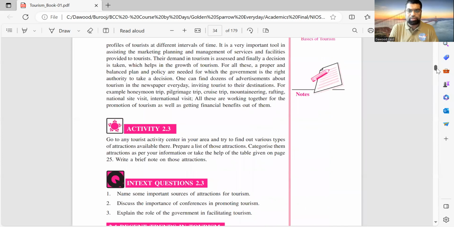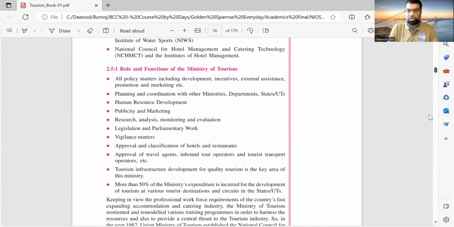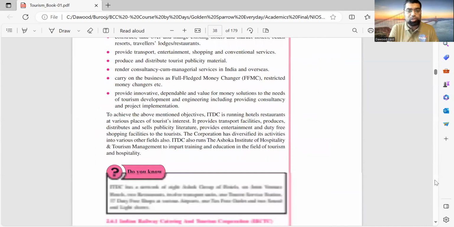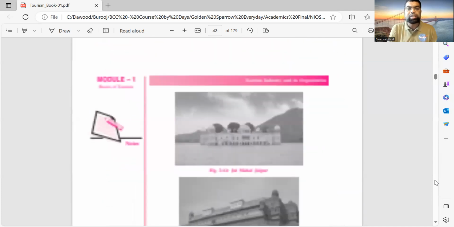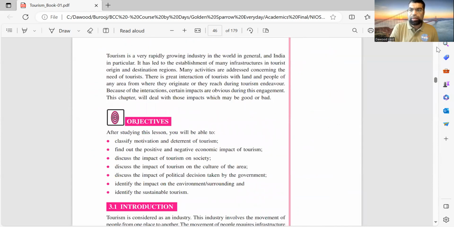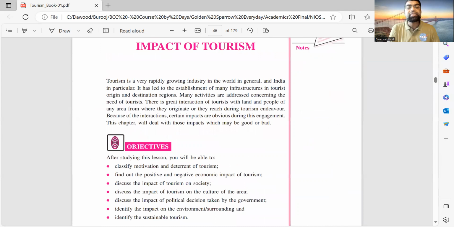Let's run through chapter number 3. Please keep your books ready when you do it. It's easier to mark it as you work it out, and it's always easy to recollect and remember once you mark the questions down. So what are we talking about? The impact of tourism.